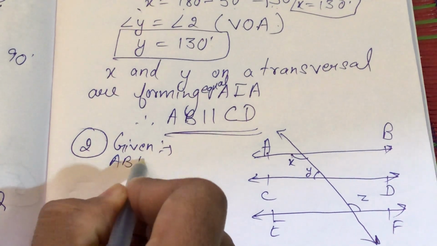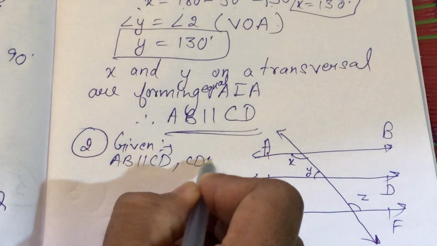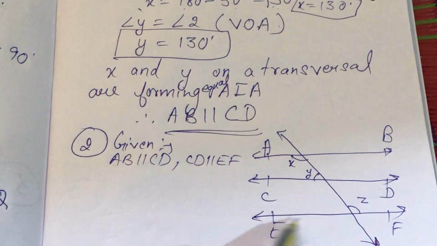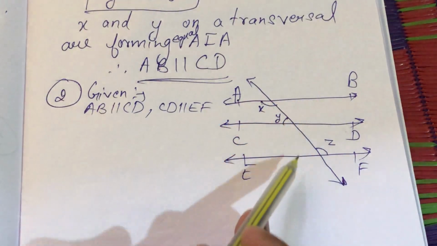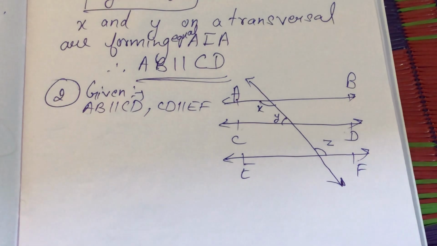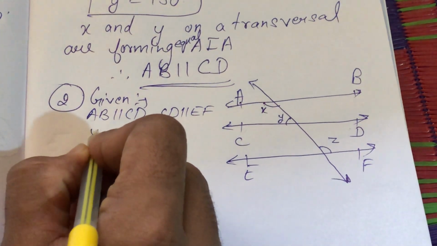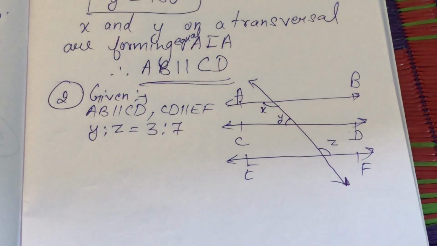AB parallel CD and CD parallel EF. देखो, अगर AB CD के पैरेलल है, CD EF के पैरेलल है, that means AB and EF are also parallel ना? AB and EF are also parallel. And also we are given the ratio of Y is to Z. Y is to Z is 3 is to 7. This ratio is also given.